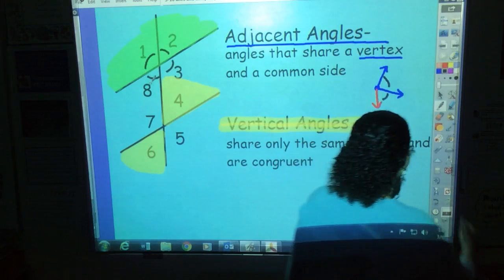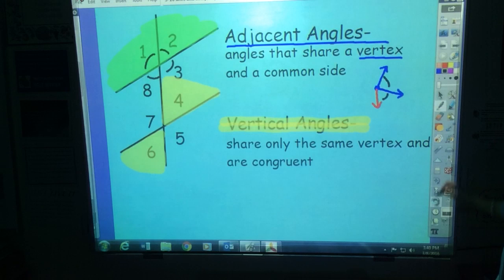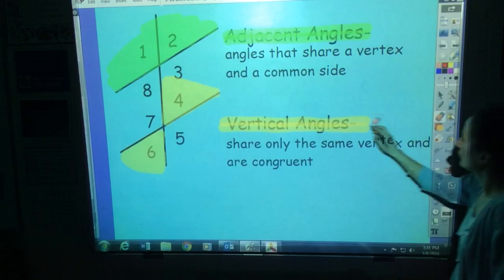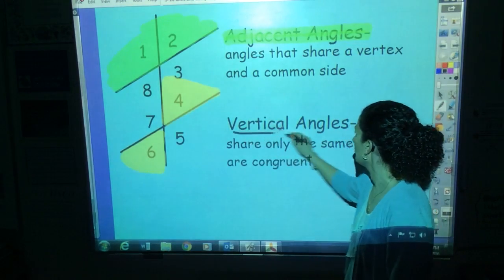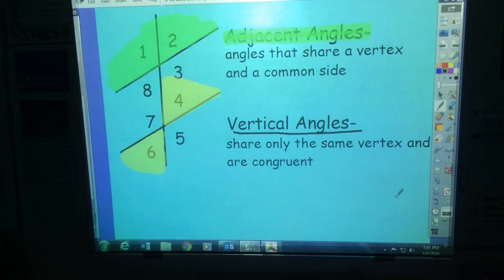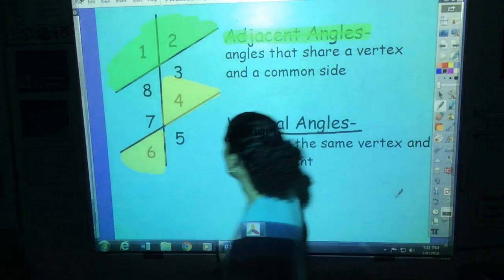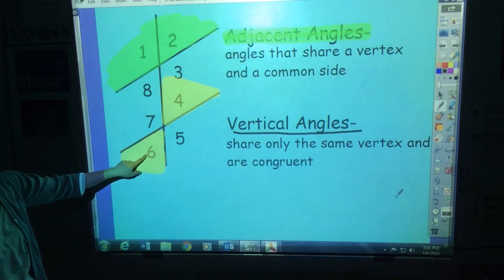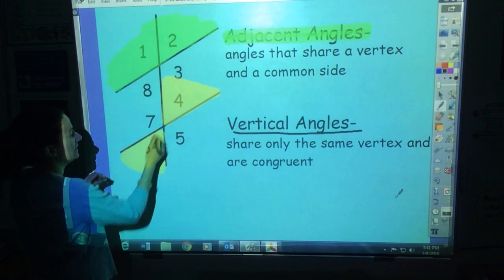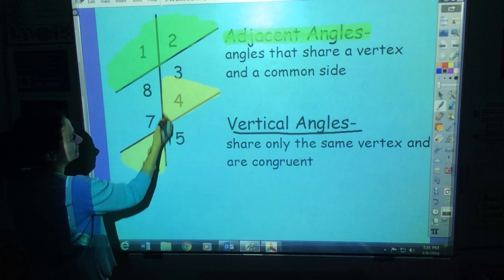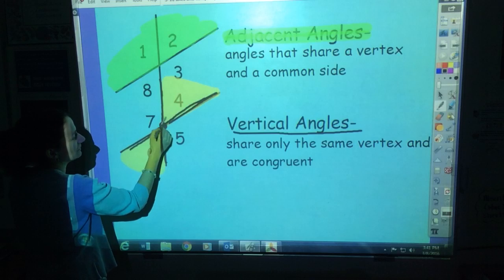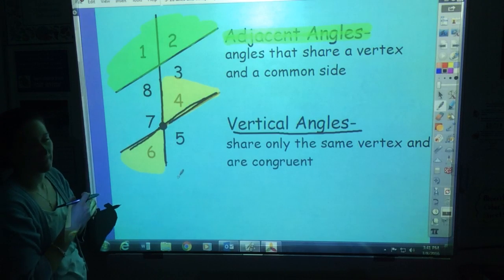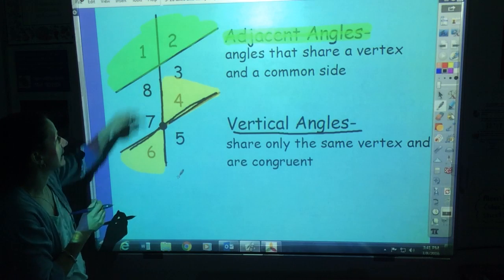Okay, next word to write down is vertical angles. Vertical angles share only the same vertex and they are congruent. If you copy this diagram over here, angles 4 and 6 are vertical angles. They're opposite each other. They're sharing a vertex. You see how they're sharing a vertex? This angle here and this angle here, they're sharing this vertex. But they don't have a common side. They don't really have a common side like adjacent angles.